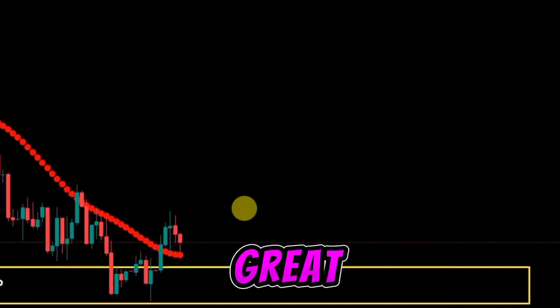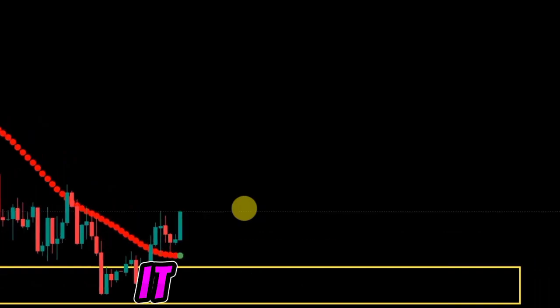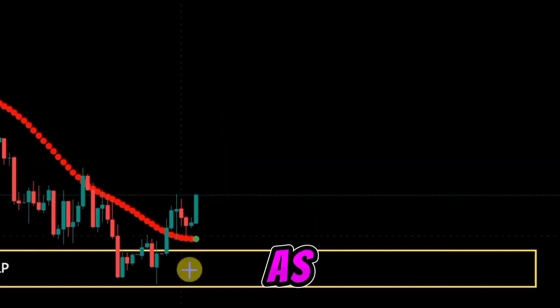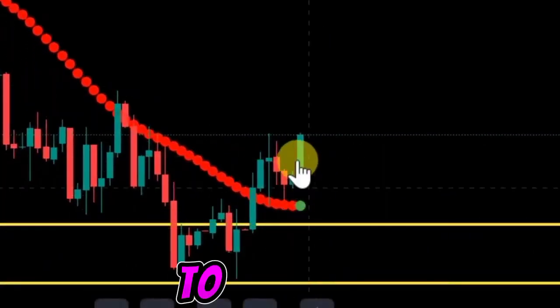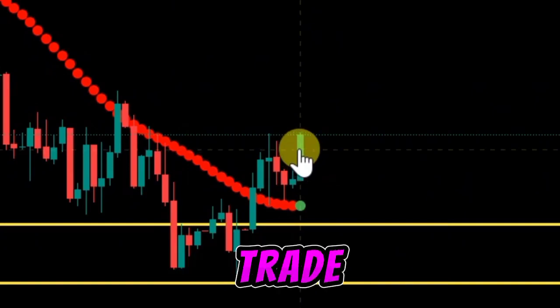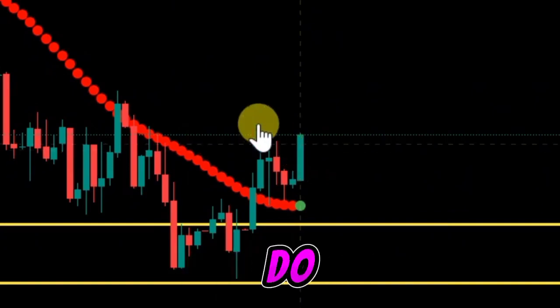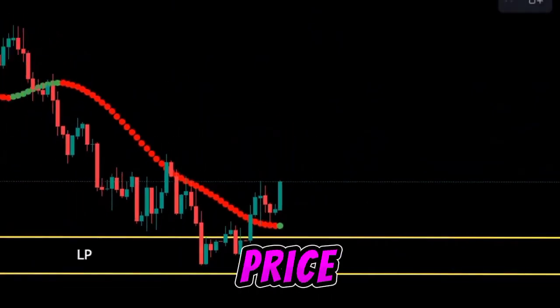That's great. So you have to wait until a buy signal is printed, just the way we got a buy signal here. Now as you can see, we have printed a buy signal. The next thing for you to do would be for you to enter your long trade at the close of this bullish candle and then target the closest liquidity price point.